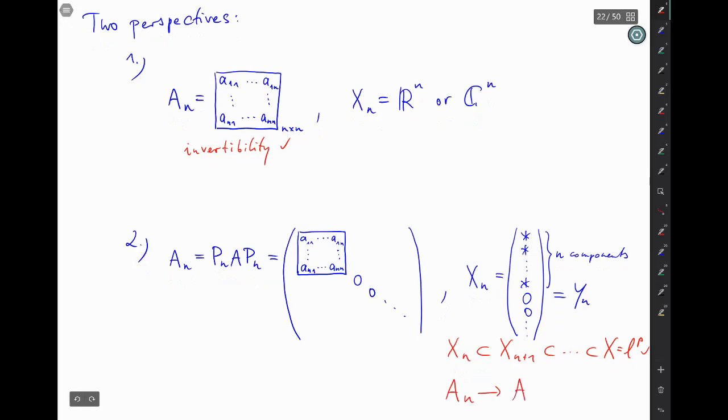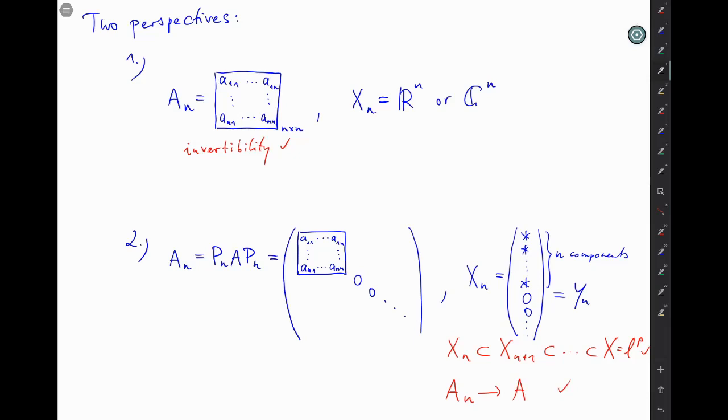And the other thing that is also easier to see in the second perspective is the convergence An to A. How could you understand that? We're talking about a sequence of infinite matrices converging to an infinite matrix. It's not so obvious here, right? Here you're talking about a sequence of finite matrices that get bigger and bigger as n gets bigger, and so in what sense would they converge to that infinite matrix here? Not so clear.